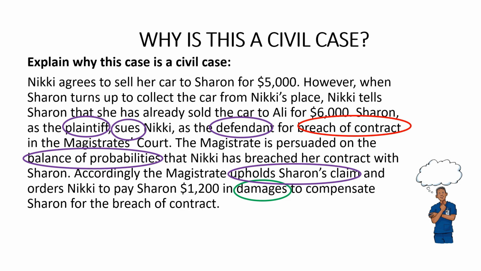So you can see, bringing all of this together, looking at the vocabulary, that is, plaintiff, sues, defendant, balance of probabilities, upholds the plaintiff's claim. Looking at the cause of action, or the civil wrong, that is, breach of contract. And looking at the consequences of that civil wrong, that is, damages. All of these factors add up to indicate to us that this is a civil case.